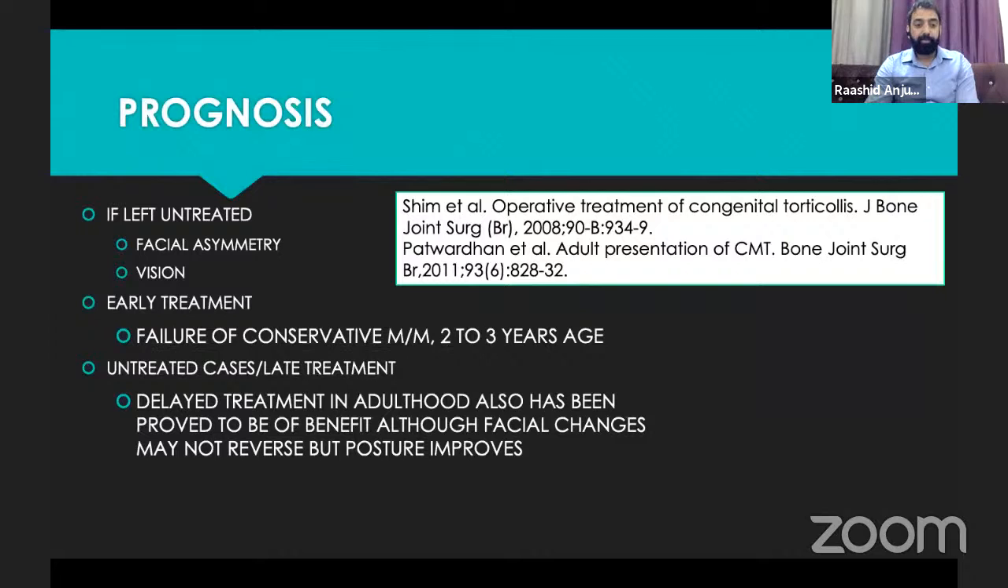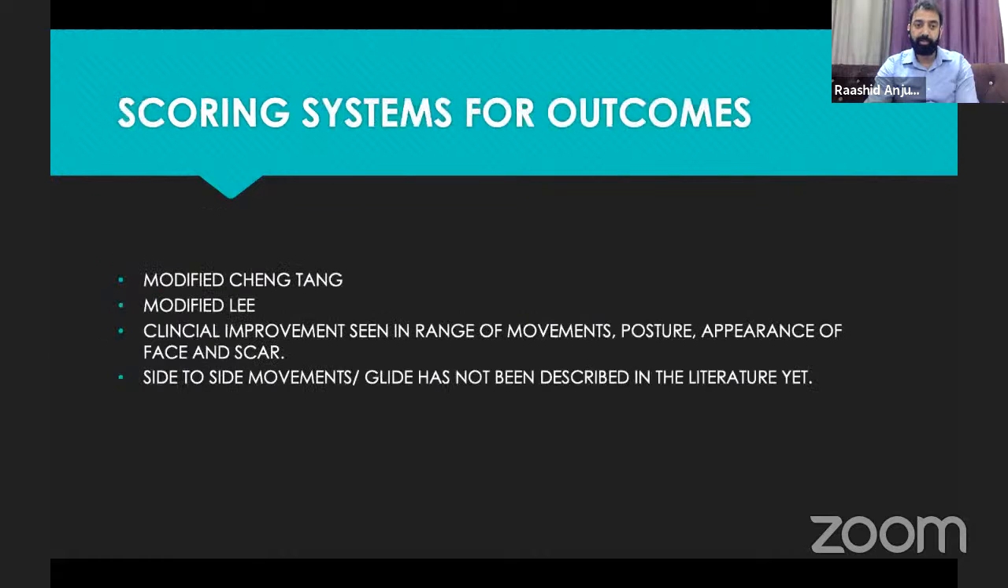If it is left untreated, there is an increased incidence of increasing facial asymmetry. Conservative treatment with exercises and a strict physiotherapy protocol is successful in the initial years, up to 2 to 3 years of age. After that, they will need surgical intervention. And in delayed cases, even in adulthood, surgery proves to be of benefit, although facial asymmetry will not reverse, but the posture improves to a great extent.